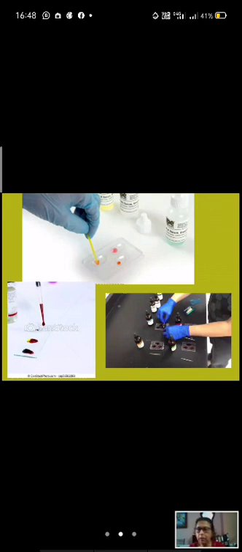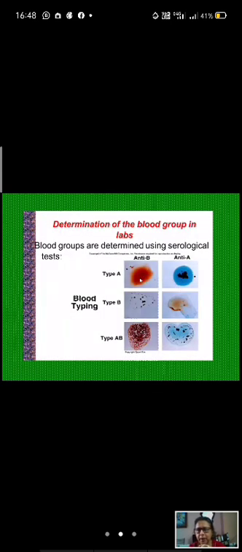Now wait for 1 minute or 2 minutes, and the result is this. If there is no clumping to the naked eye, look at the empty area: if there is no clumping, this is no clumping.